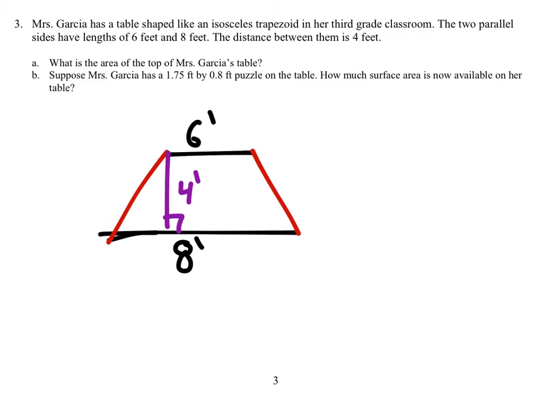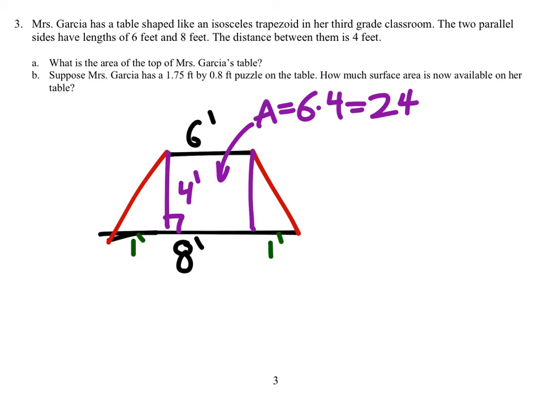What is the area of the top of this? So we're just asking what the area of this thing is. So if we cut this thing up into 2 triangles and a rectangle, that's 6, so that's 1 foot. That's 1 foot. And that's 6 foot. So the area of this middle portion, the rectangle, is going to be 6 times 4, which is 24 square foot.